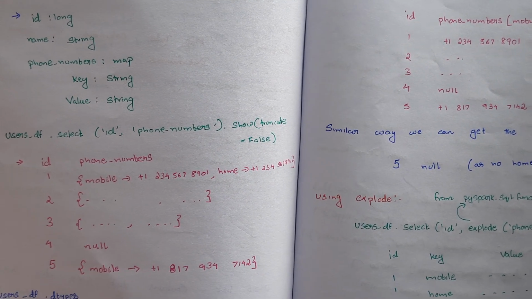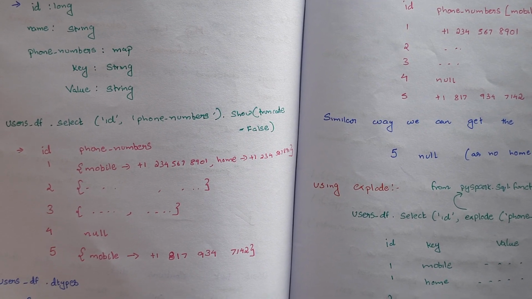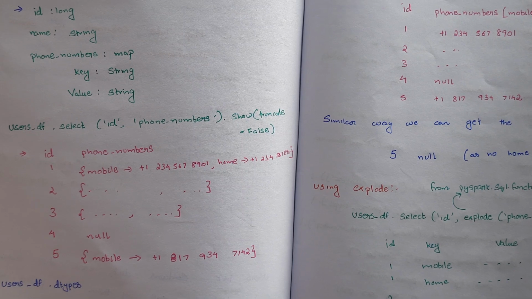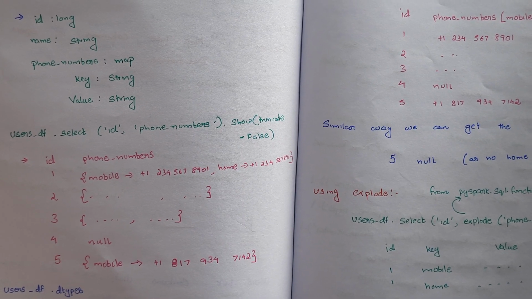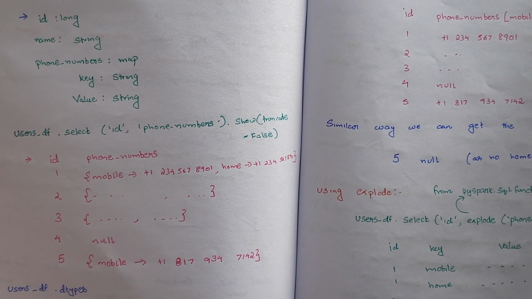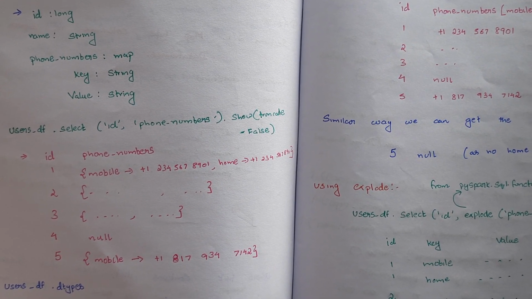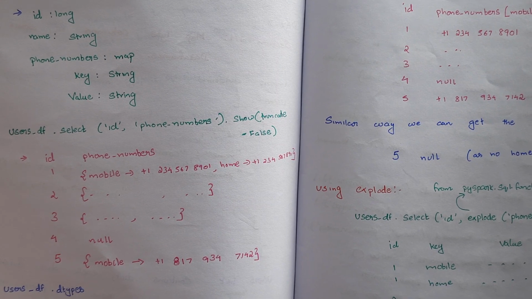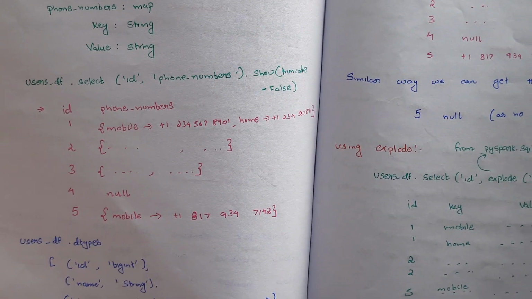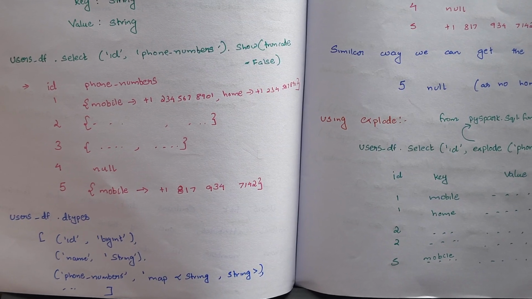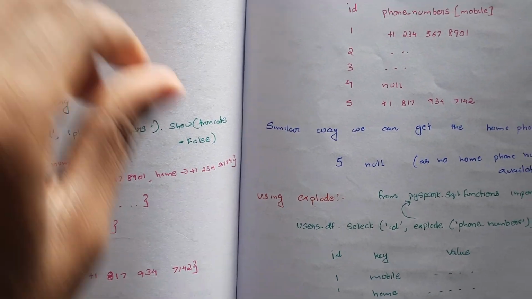users_df.select id, phone number, .show with truncate equal to false. You are able to see the id column and its phone number values. For id 1, 2, 3 we have a dict with mobile and home as keys and their corresponding values. Id 4 is null because we have not given any value for id 4, and id 5 has only the mobile number. If you see the data types again, the phone number is a map of string to string.